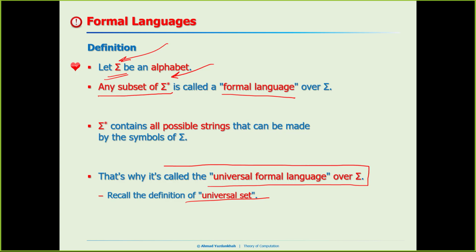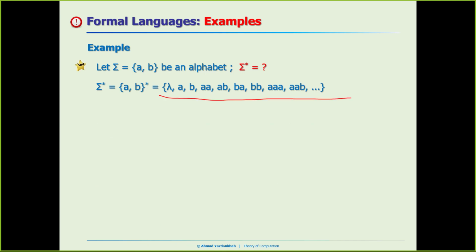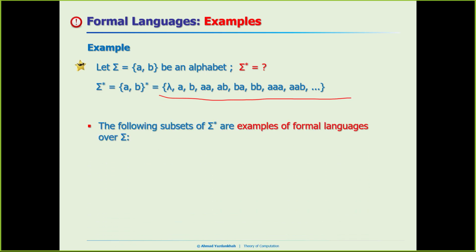Let me take an example, and maybe it will make this more clear. We have our celebrity alphabet. What is sigma star? We know that; this is the sigma star. And we can pick some subset of this sigma star, and it is a formal language. For example, L index 1 is a subset of this, and it is a formal language because L1 is a subset of sigma star.